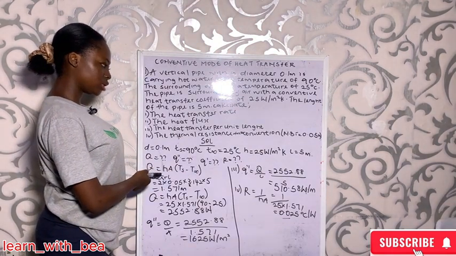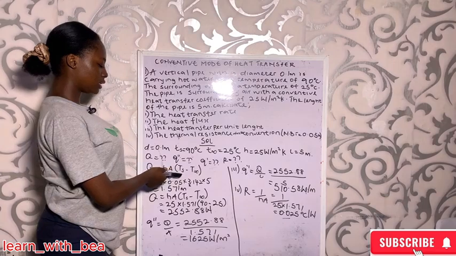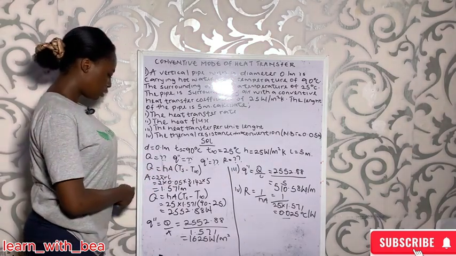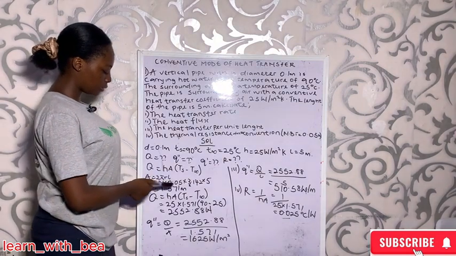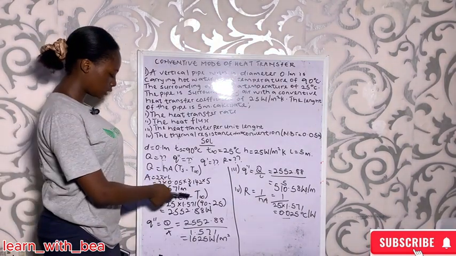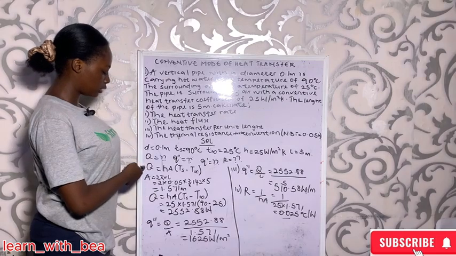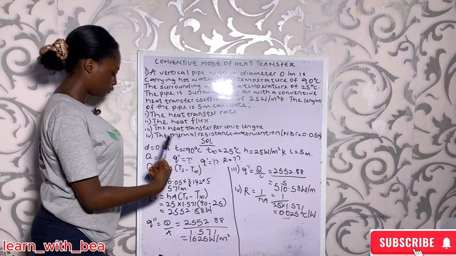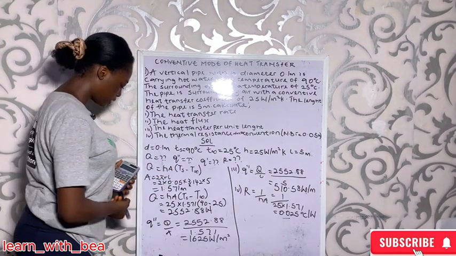Since what we need to calculate is capital Q, we have our h. We do not have A. We have Ts. We have this. We can calculate our A since we are using a pipe. So the area for the pipe is 2πrL. So we calculated that. And since we've gotten our area, we can now calculate our Q. After calculating our Q, that's the first question. Then we move to the second question.